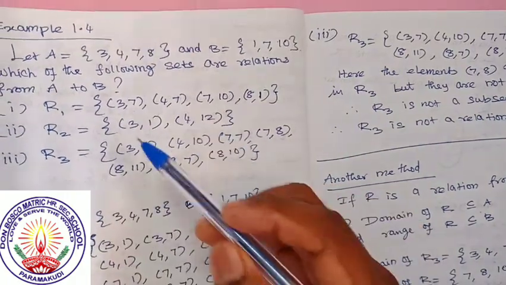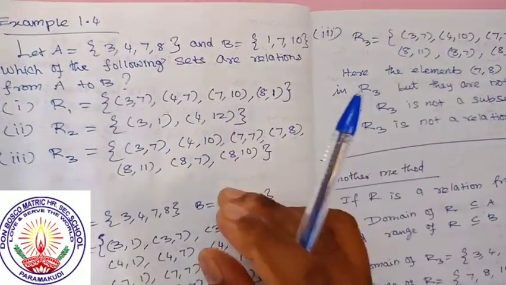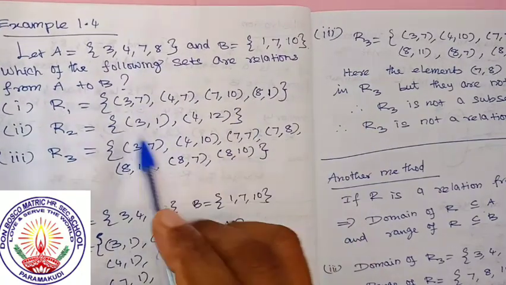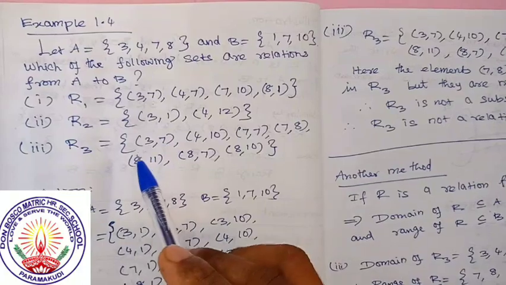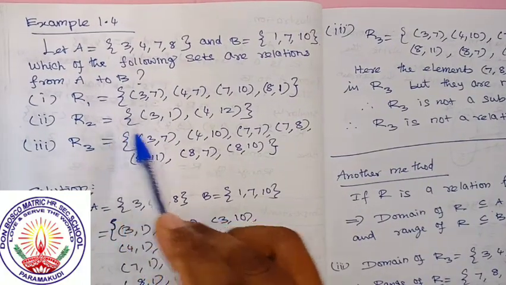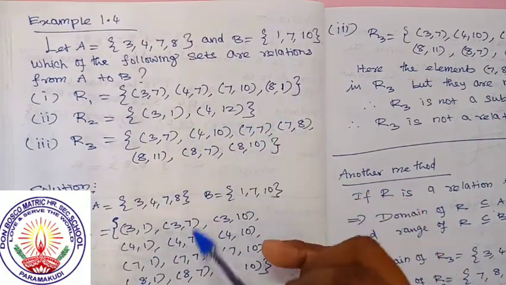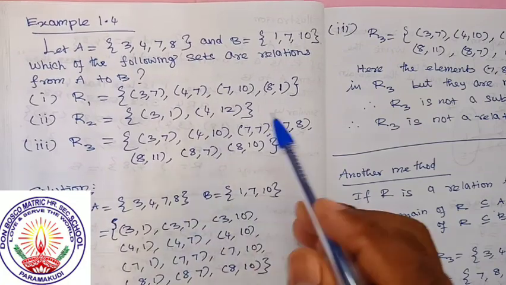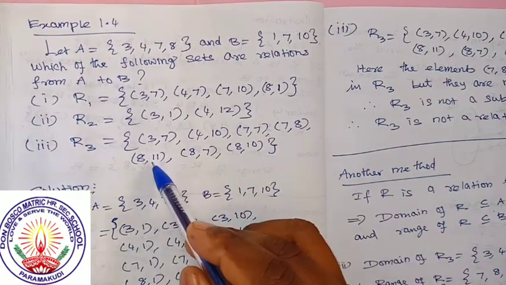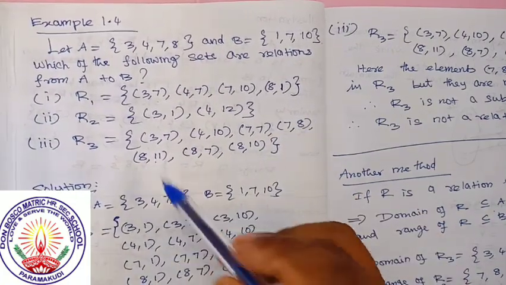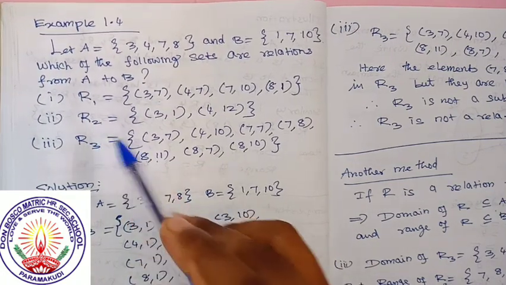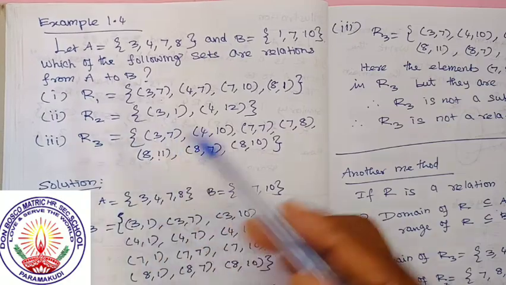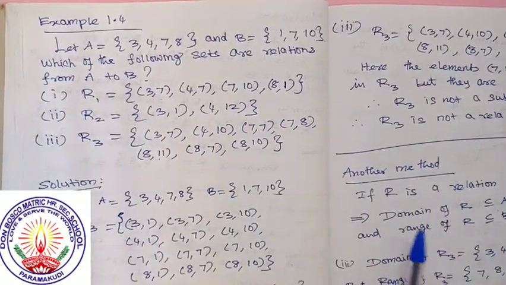When you say it's not a relation, you have to mention the reason why it's not a relation. R1 is a subset, R2 is not a subset, R3 is not a subset. Why is R2 not a subset? Because the element (4, 12) is not in A cross B. In the same way, the elements (7, 8) and (8, 11) are not in A cross B. Therefore, R3 is not a subset. Therefore, R2 and R3 are not relations. R1 is the only relation.